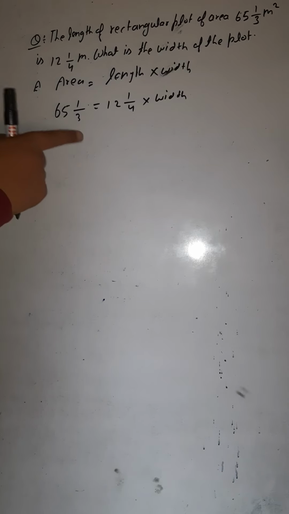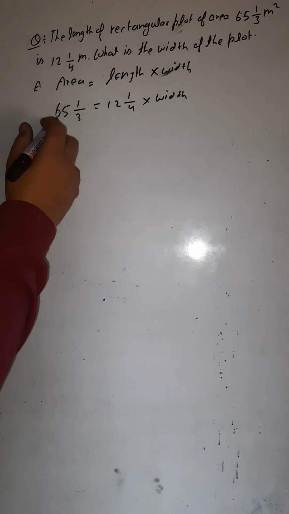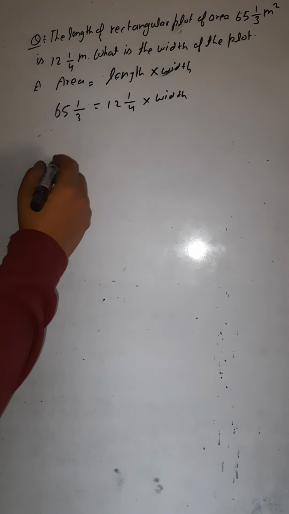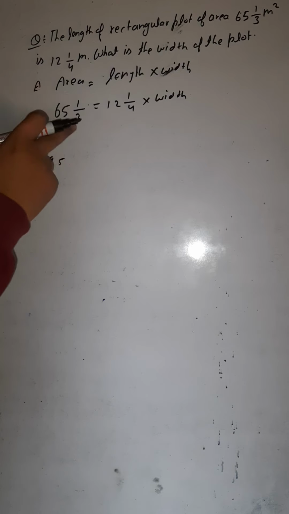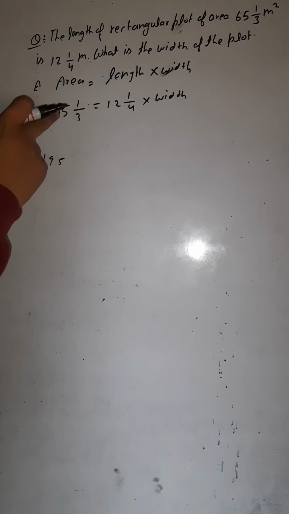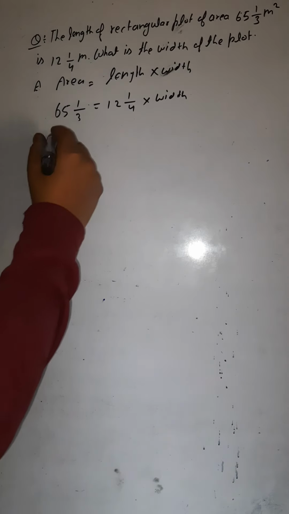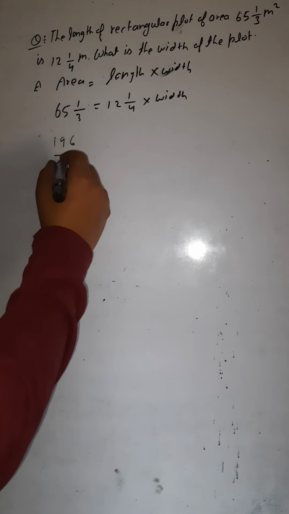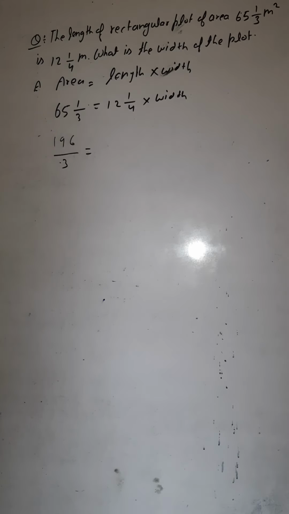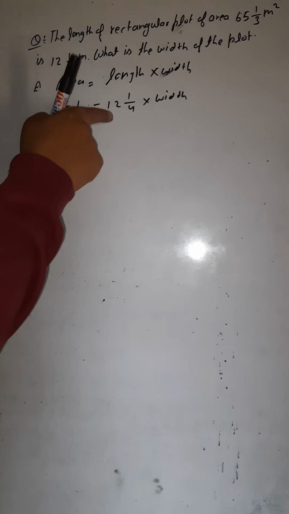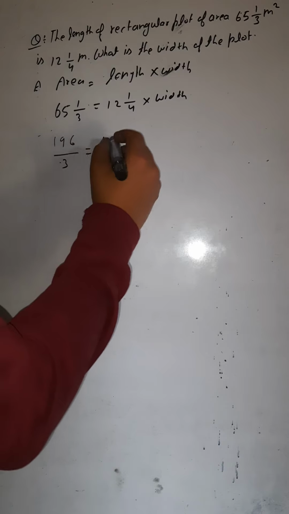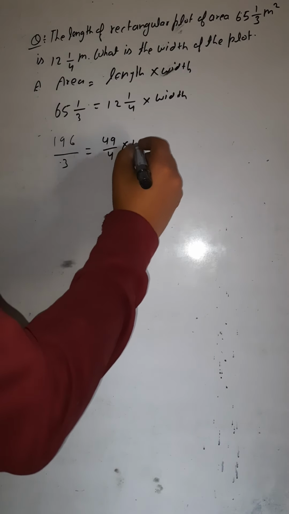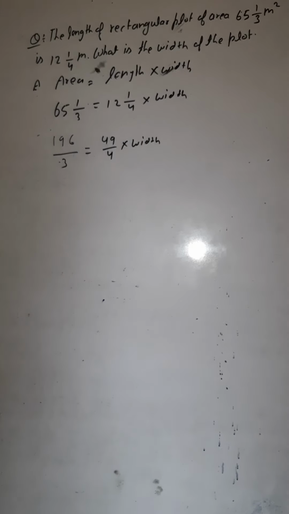First just multiply 3 5 ja 15. 65 3 ja is how much? 3 5 ja 15, carry 1, 3 6 ja 18, plus 1 19, 195 plus 1 would be 196. So it is 196 by 3 is equals to, simplify this also, 12 4 ja 48, plus 1 49 by 4 multiply width. You have to find out the width from here.